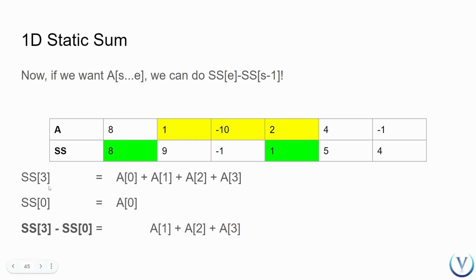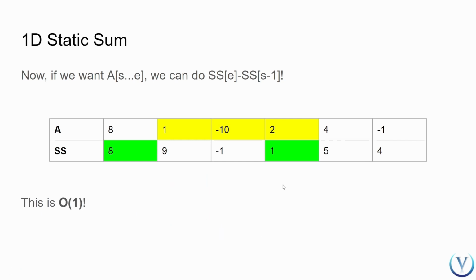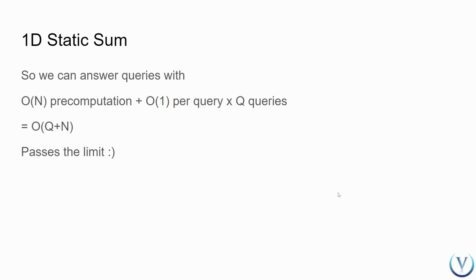This works because SS of 3, which is this green one over here, is a sum from a of 0 plus a of 1 plus a of 2 plus a of 3. And SS of 0 is a of 0. So if we take SS of 3 minus SS of 0, then we're simply cancelling away the prefix that we do not care about. And that gives us the sum of this sub-array. This is just a single subtraction, so it can be computed in O(1). And so now we can answer queries in O(1) time.